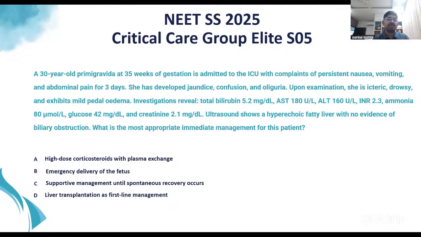Supportive management till spontaneous recovery occurs: that can never happen, spontaneous recovery definitely doesn't happen, and you will just push the patient to the edge if you're waiting. So again, never wait for a spontaneous recovery. We need the emergent delivery of the fetus. And liver transplantation as first line: again, liver transplant cannot be done in this situation.